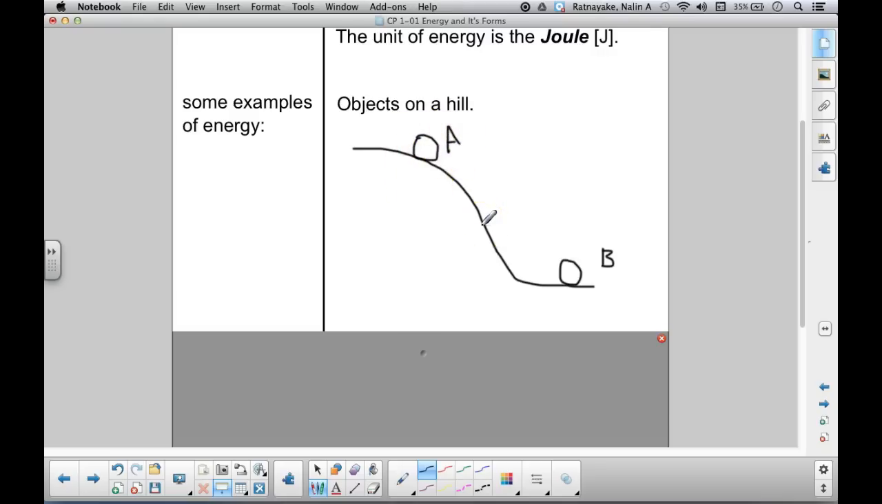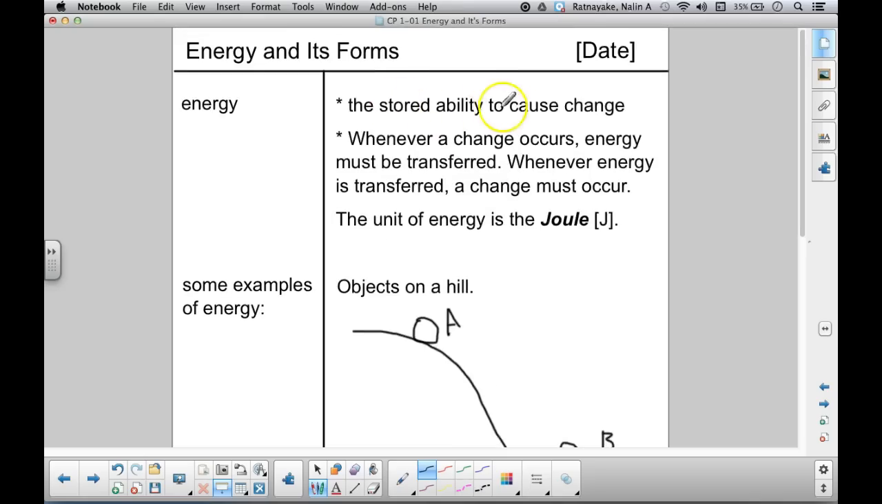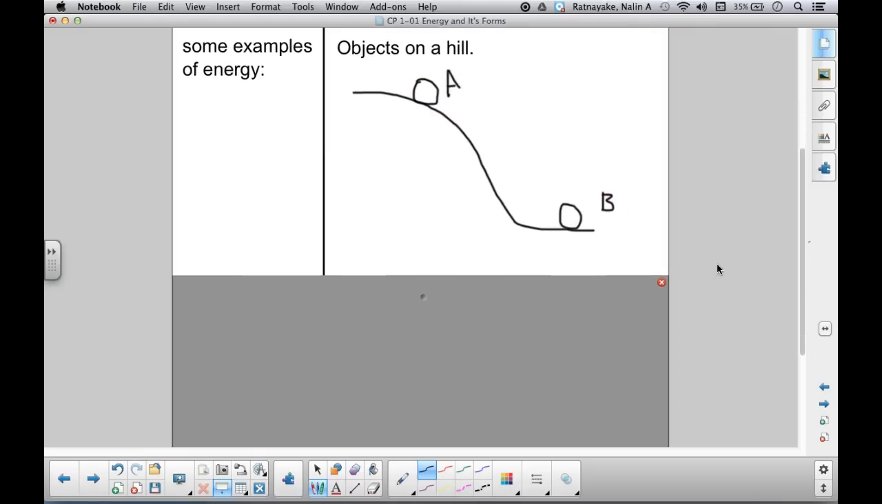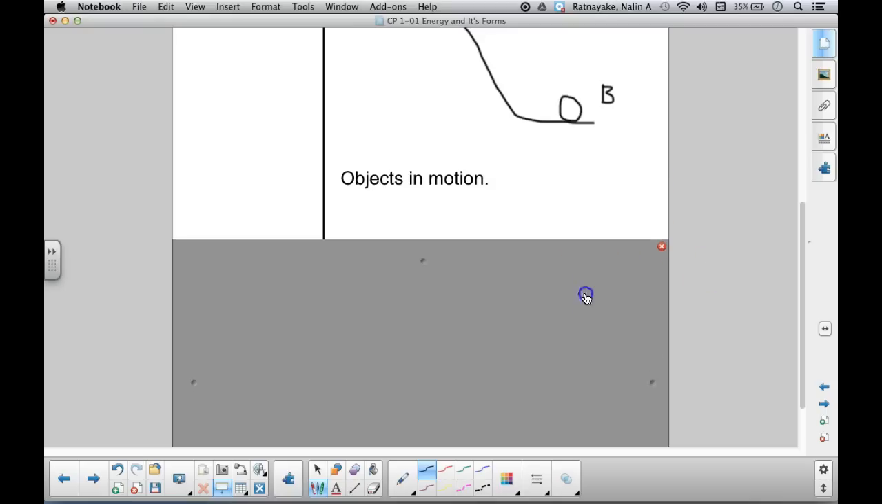And the reason why is that it has more ability to cause change when it's up here. A boulder that's high up could roll down the hill, it could fall and push things out of the way. It can cause a lot more change when it's up here. It has the potential to cause a lot more change when it's up here than when it's down here. So we would say that this object has more energy than this object because of its height. We'll have a name for that a little bit later on.